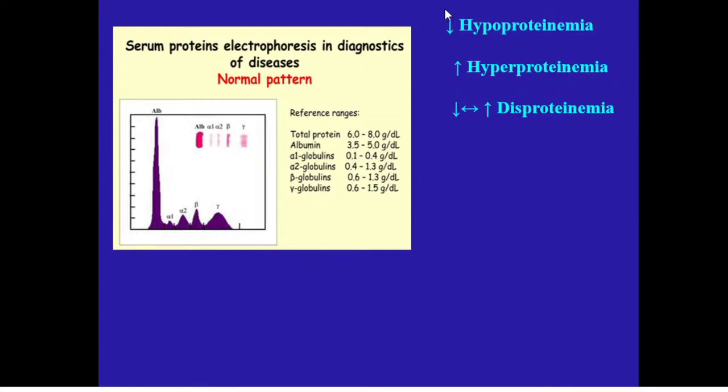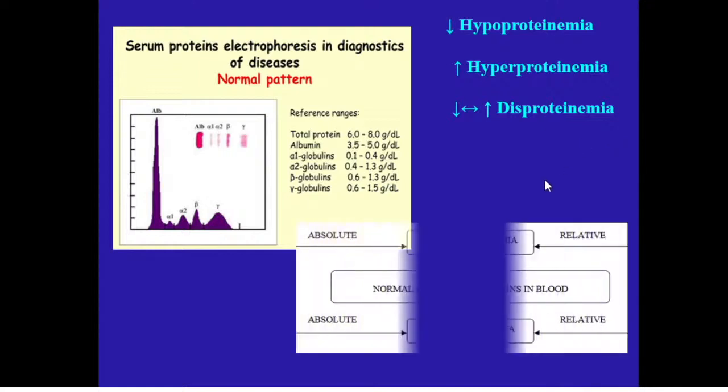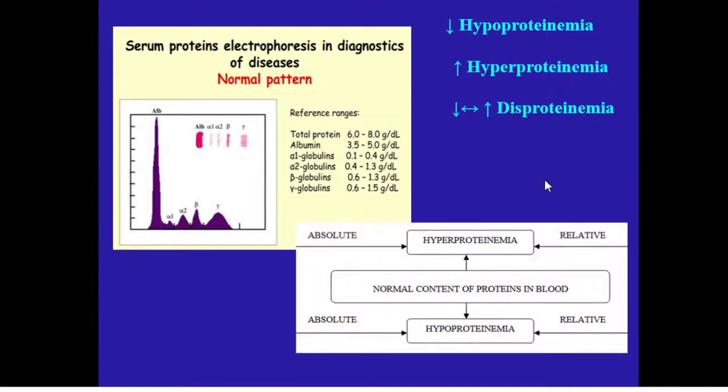So hypoproteinemia is a decreased total quantity of protein, hyperproteinemia is increased, and a disorder between fractions, it means when one fraction will be lower but other fractions will be higher, in percentage, is named dysproteinemia. It's necessary to explain that hyper and hypoproteinemia can be absolute and relative.